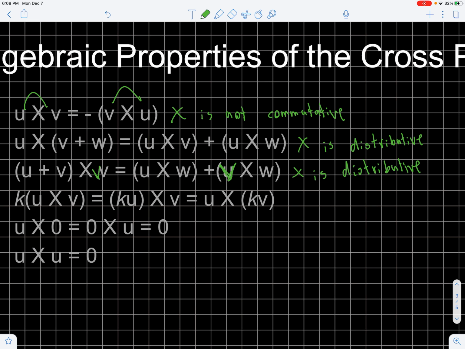A scalar k times u cross v equals the scalar times u cross v, which is the same as u cross the scalar times v. This is another way to say that the cross product is commutative with scalar multiplication, meaning you can move a scalar anywhere throughout the cross product.